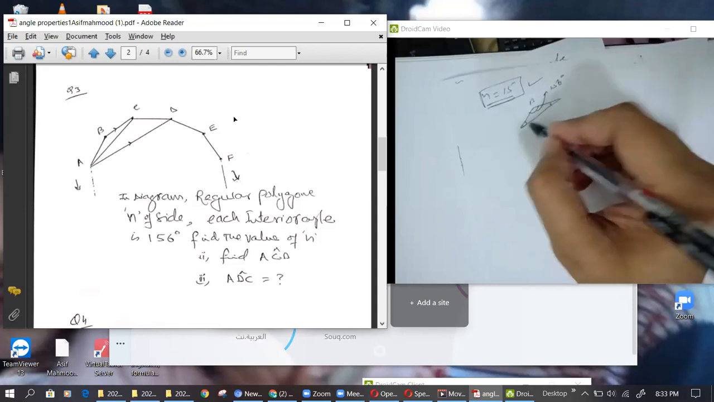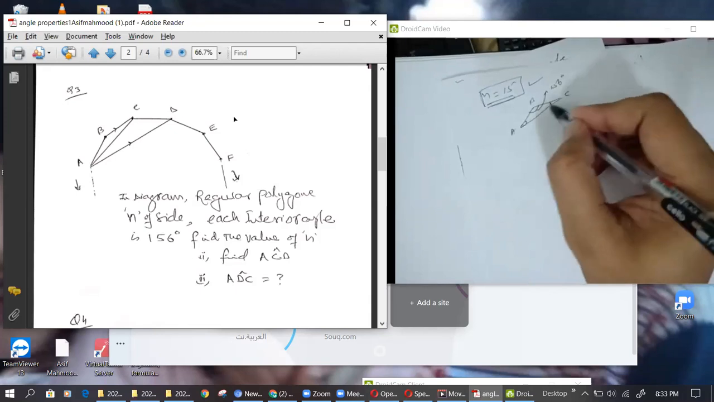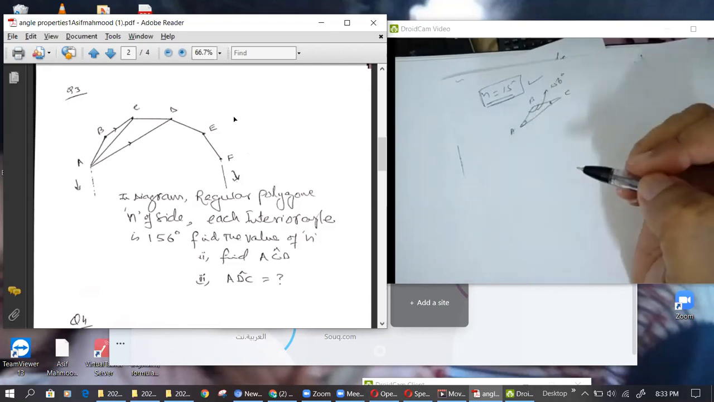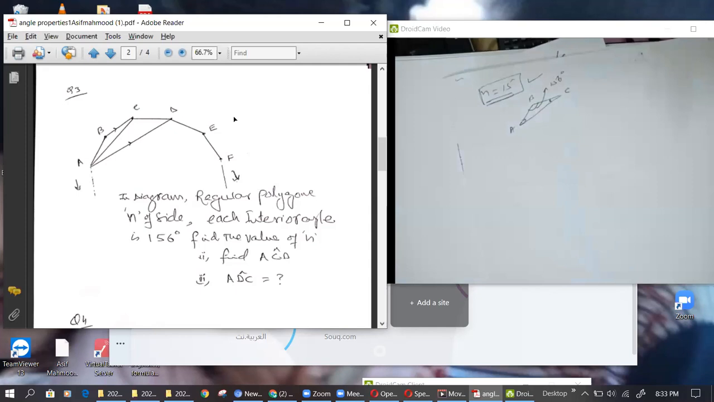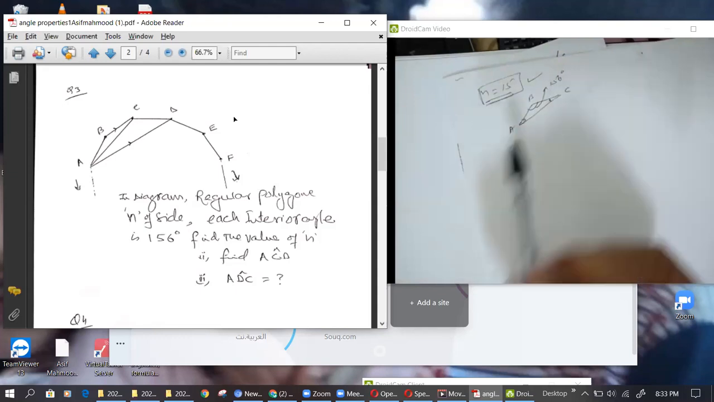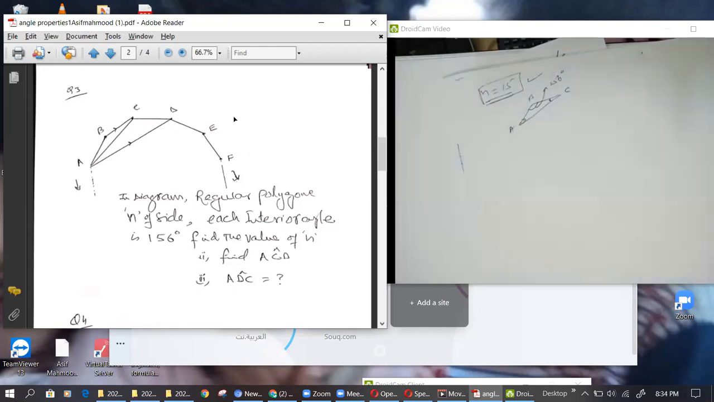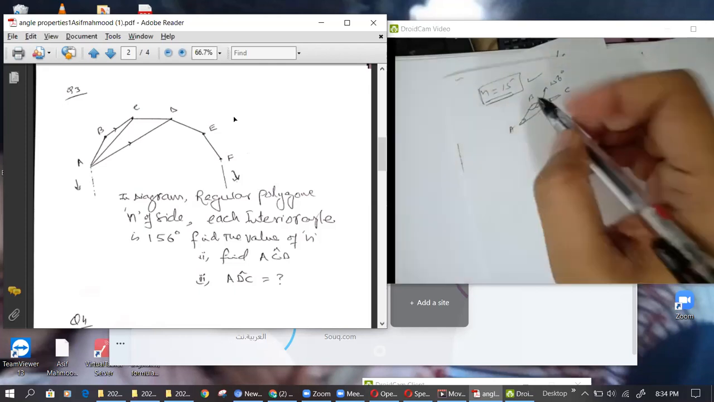Tell me quickly, what are these two equal angles? This and this. A and C will be 12, right? How 12 here? 156. You subtract from 180, then divide by 2. Oh, sorry. 156, yeah. I get this one, 12. Now 12 is not required.